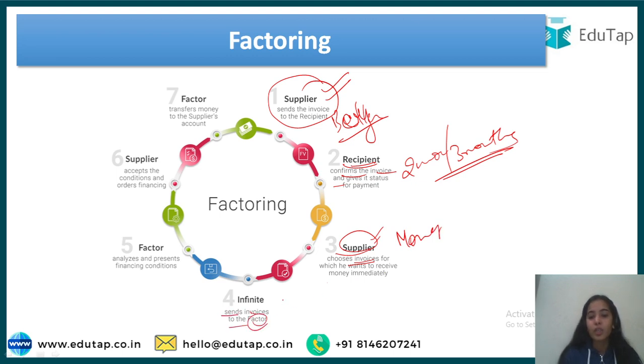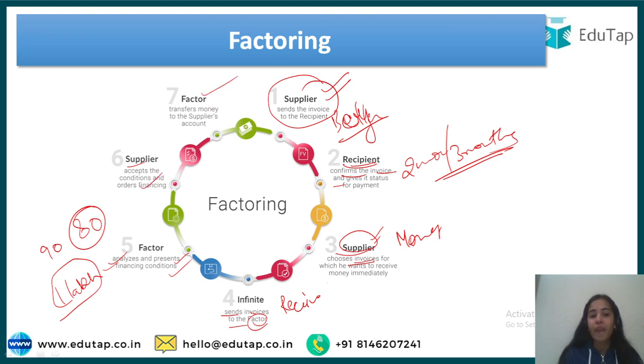So these invoices or the receivables are sent to the factor, and the factor analyzes whether they are really true, whether the invoices are really believable. So it analyzes and presents the financing conditions. It tells you, okay, the invoice is of 1 lakh, but I will give you only 90,000, or let's say I will give you only 80,000 if it is 80%. So the supplier accepts that, okay, I need the money immediately right now, so I accept the conditions and the orders of financing, and the factor transfers money to the supplier's account. And the discount on which the factor is giving the money, that is the profit of the factor. I hope you have understood the process now.